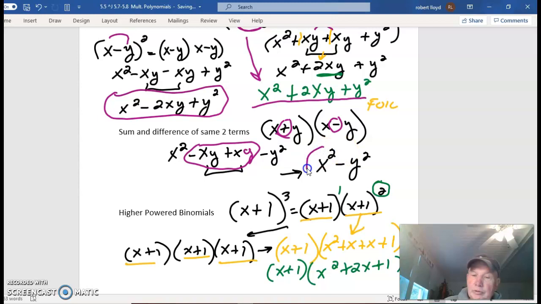So you're going to end up with no middle term here. When you have the sum and difference of the same two terms, you won't end up with a middle term. You just have a first and a last term.